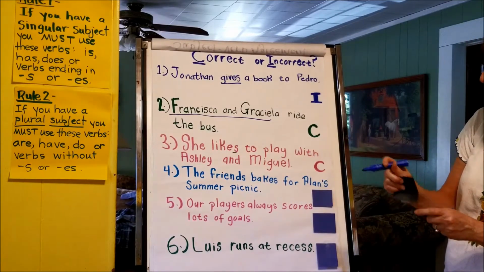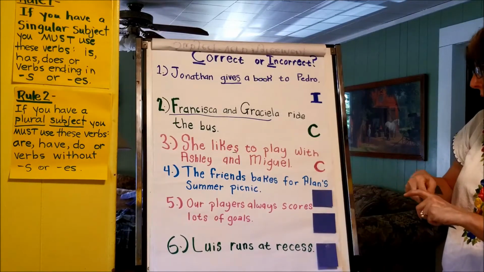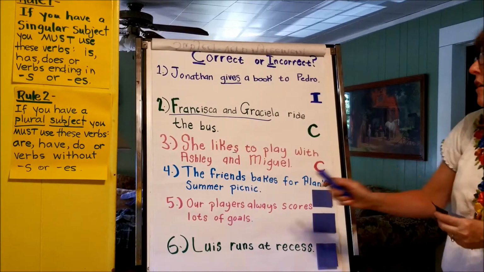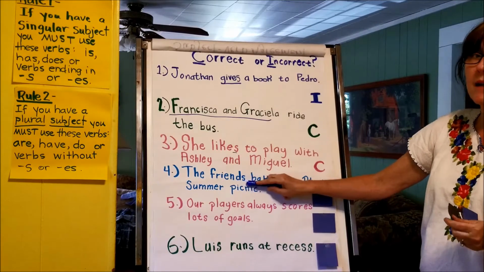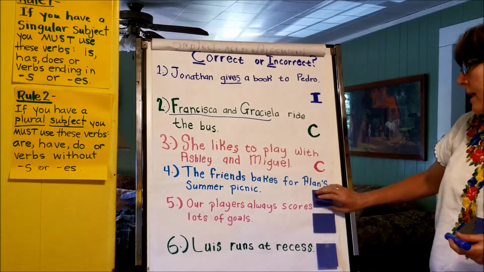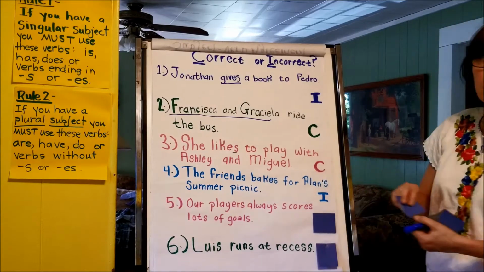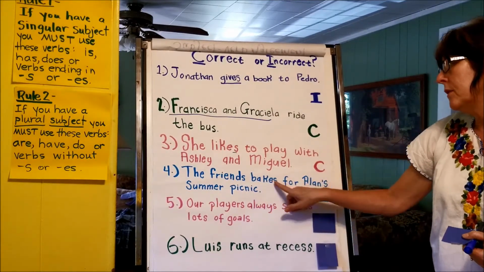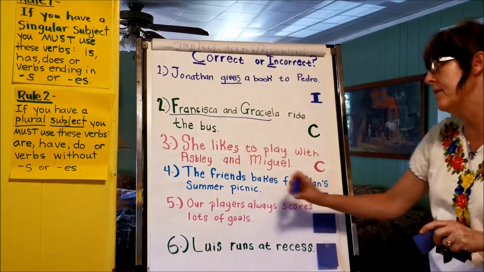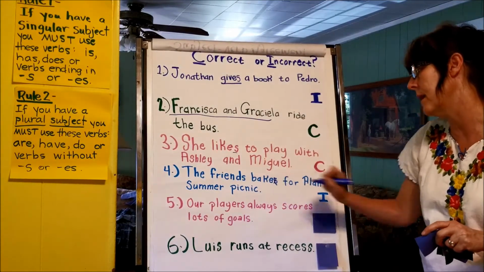All right, what about number 4? The friends bakes for Alan's summer picnic. Who bakes for the picnic? Friends, okay? It's got an s there, it's plural. Thumbs up, thumbs down. That one would be thumbs down, okay? Friends is plural, so there should not be an s here. We should take that off. We can't have an s here and an s here, okay?